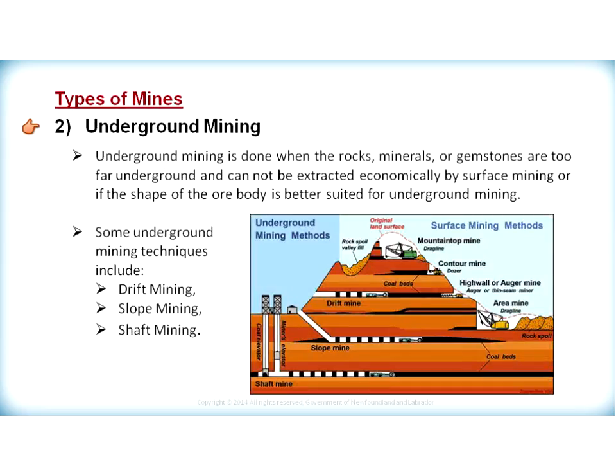When we look at the second type of mining, this type of mining focuses on underground mining. Underground mining is done when rocks, minerals, or gemstones are too far underground and cannot be extracted economically by surface mining, or if the shape of the ore body is better suited for an underground mine. Some underground mining techniques include drift mining, slope mining, and shaft mining. These different mining techniques can be seen in the diagram to the right.